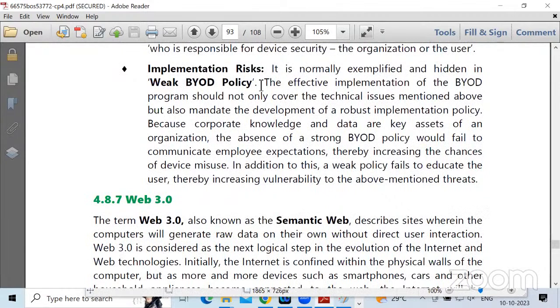Then implementation risk, weak BYOD policy. What is weak BYOD policy? The management will say you have to install, let's say, one firewall, but you will be adamant, saying that you will not install this firewall because you already have a robust firewall which is so good. So there may be some issues because of these kinds of adamancies. So that is implementation risk.